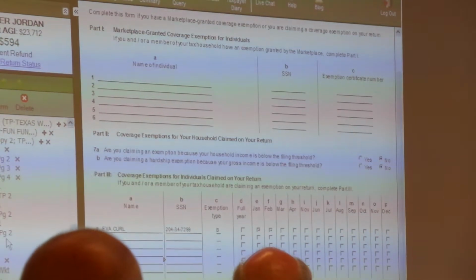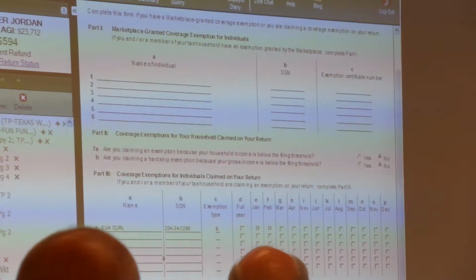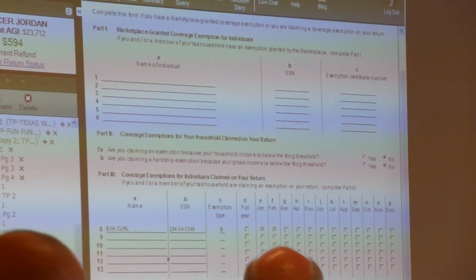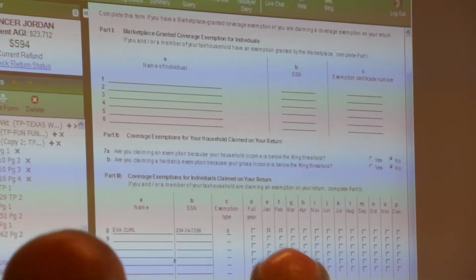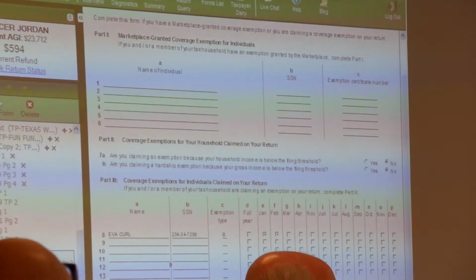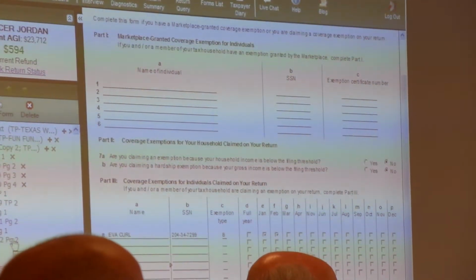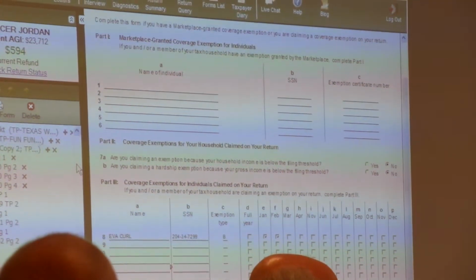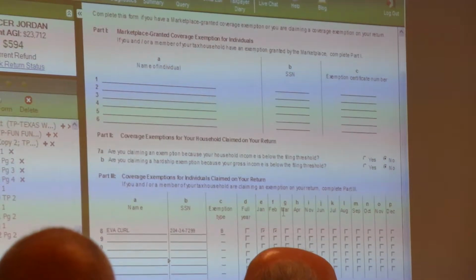Okay, so again, that Form 8965 is where exemptions are claimed. Exemptions to having to have health insurance during 2014. Except, on the little page here, it says, check only the months where the person had no coverage and no exemption. That's on worksheet 8. We are on the 8965.